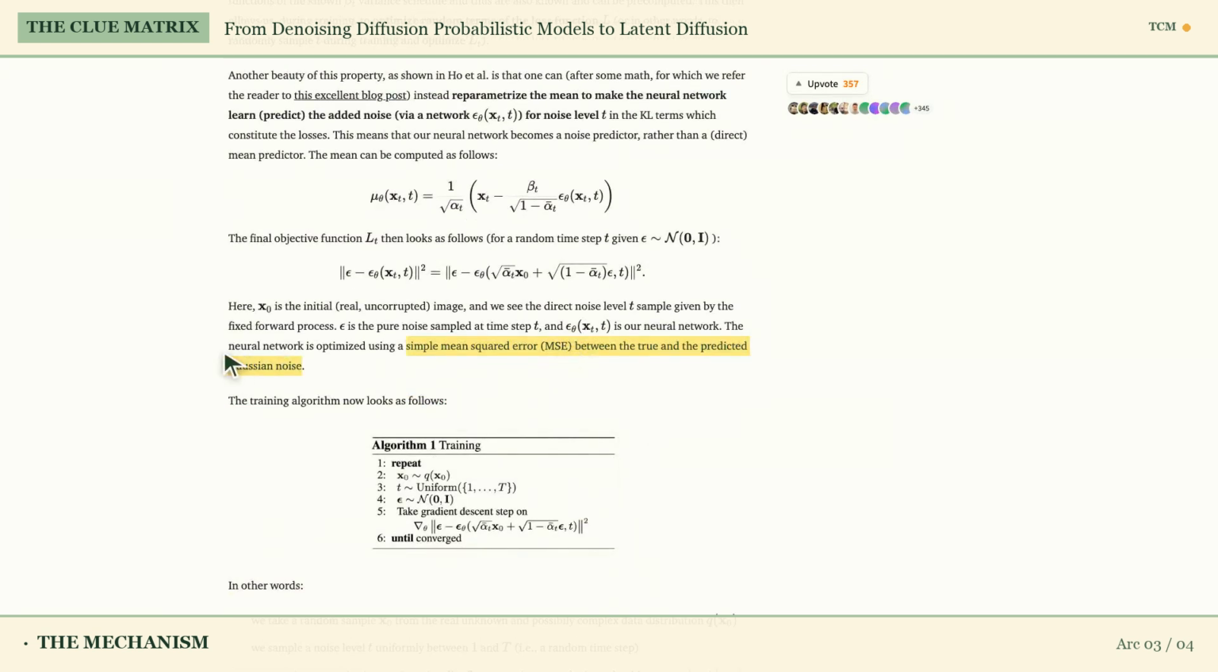This leads to an elegant objective function, simple mean-squared error, MSE, between the true and the predicted Gaussian noise. This MSE directly optimizes the neural network to output the correct noise, which in turn allows us to compute the denoised image for the next step of the reverse process. It's a direct way to teach the network the precise subtraction needed. So the network predicts a noise pattern, and we compare it to the actual noise we added in the forward step. That's very direct.